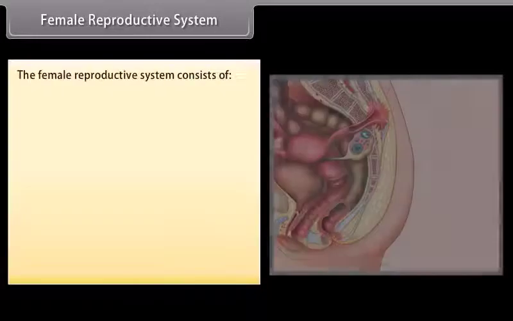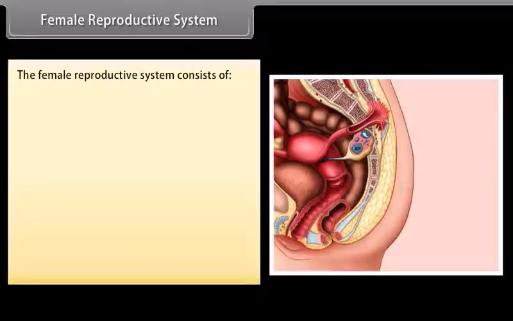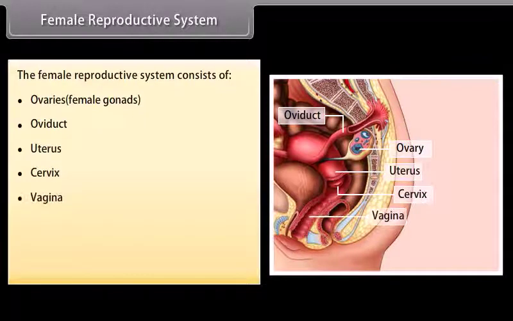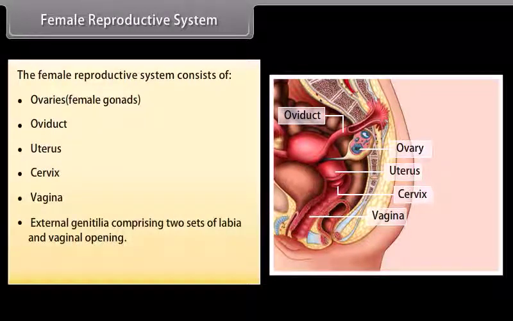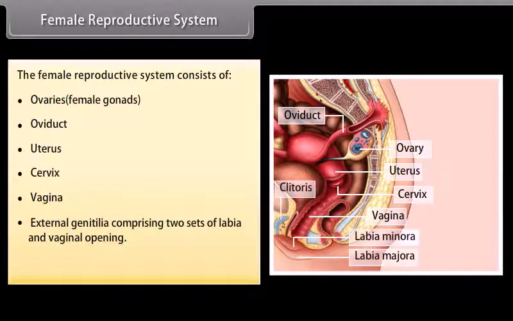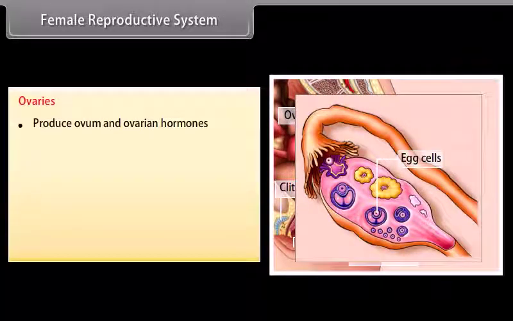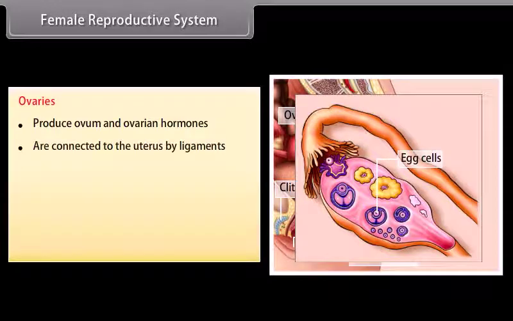Female reproductive system. The female reproductive system consists of ovaries, the female gonads, oviduct, uterus, cervix, vagina, external genitalia comprising two sets of labia and the vaginal opening, and a pair of mammary glands. Ovaries produce ovum and ovarian hormones, and are connected to the uterus by ligaments.